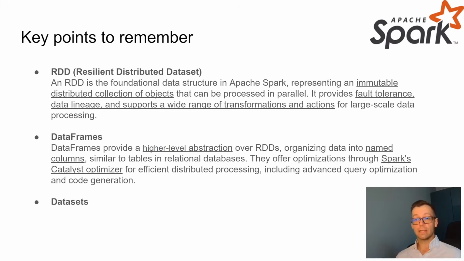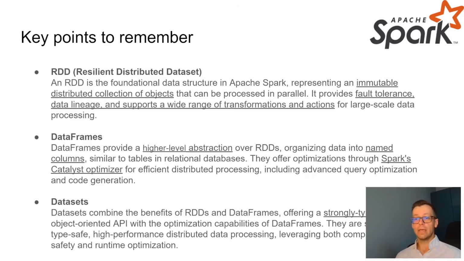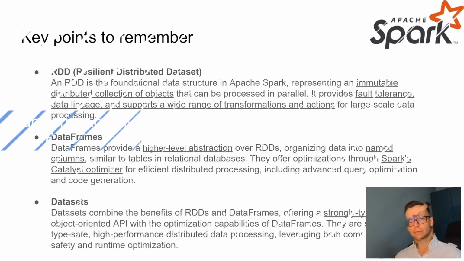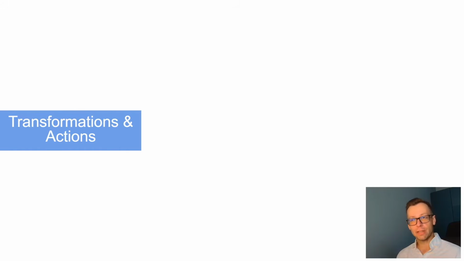And the third data structure is called Dataset, and this combines benefits of RDD and DataFrame, offering a strongly typed object-oriented API. That's why we can use it only in Scala, and it combines that with the optimization capabilities of the DataFrame. Let's talk about the transformations and actions.